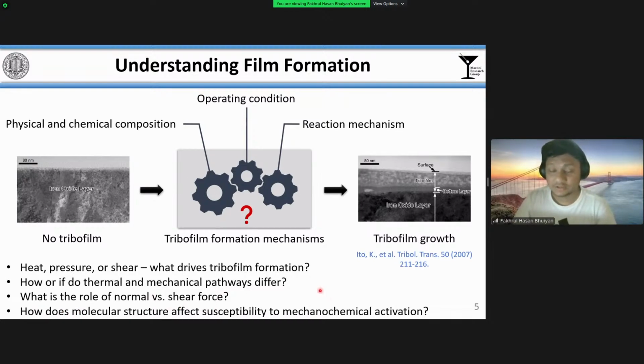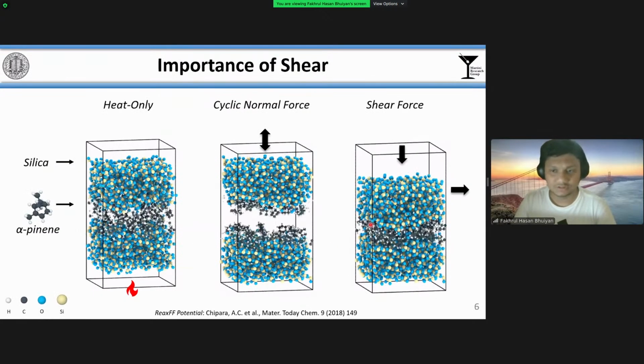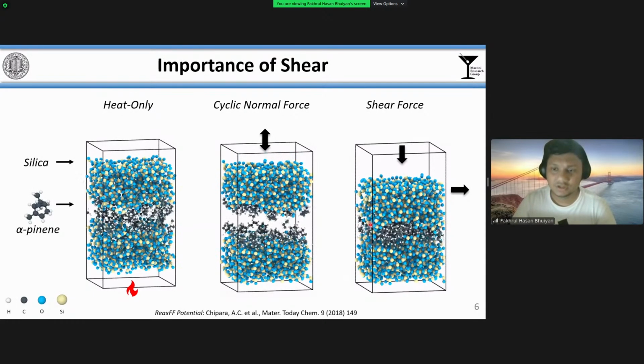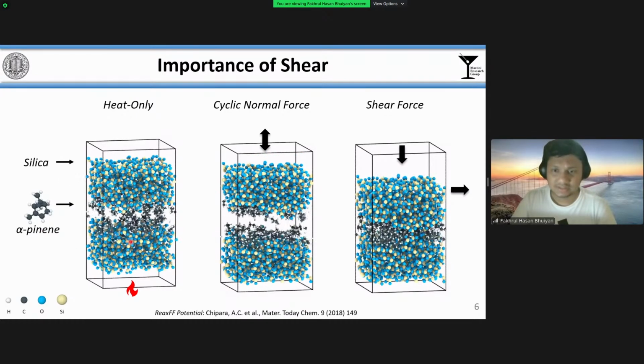We believe that computational techniques such as molecular dynamic simulation is a powerful tool that can be effectively used to complement the theoretical framework and the experiments to fill in the blanks. As such, we used molecular dynamic simulation with reactive force field to simulate alpha-pinene molecule in between two silica slabs.